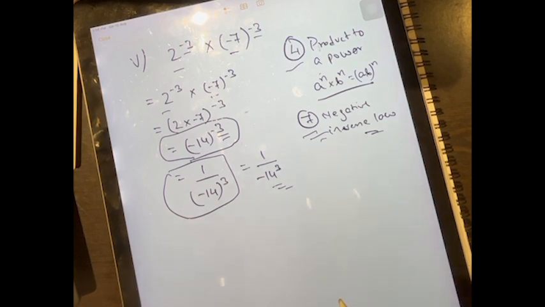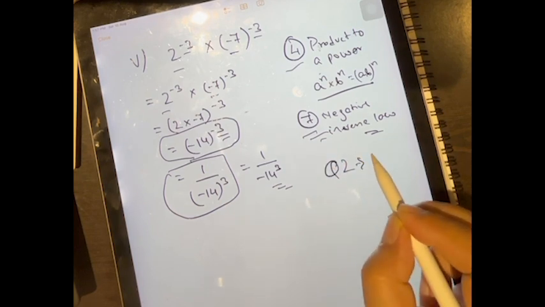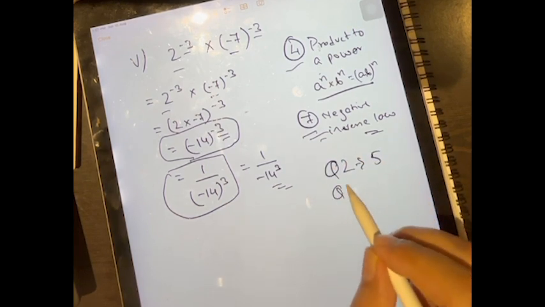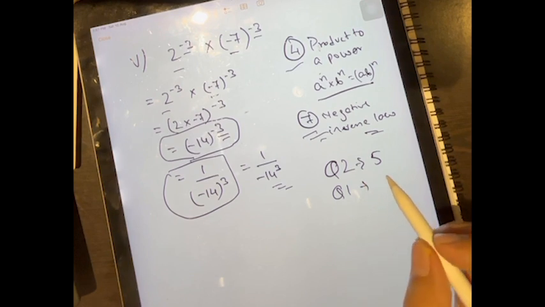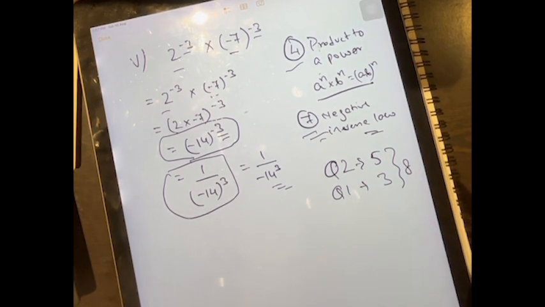Alright, so we have solved 5 questions under question number 2. Under question number 1, so far we have solved 3 questions. So in total, we have already solved 8 questions. Let's look at question number 3.